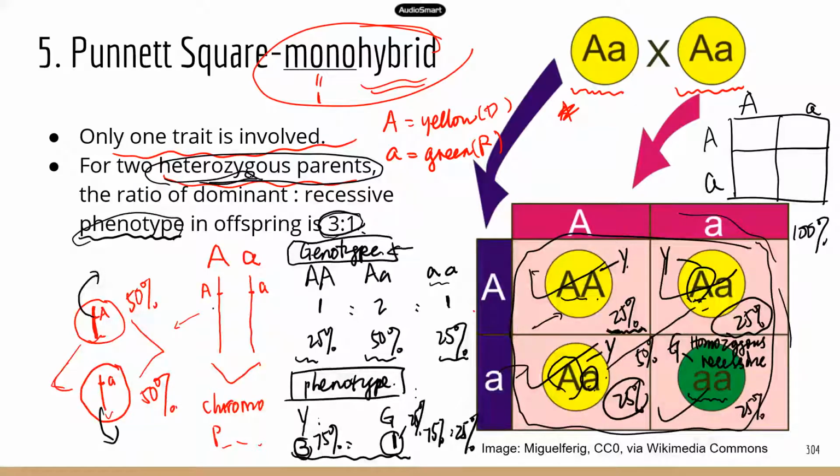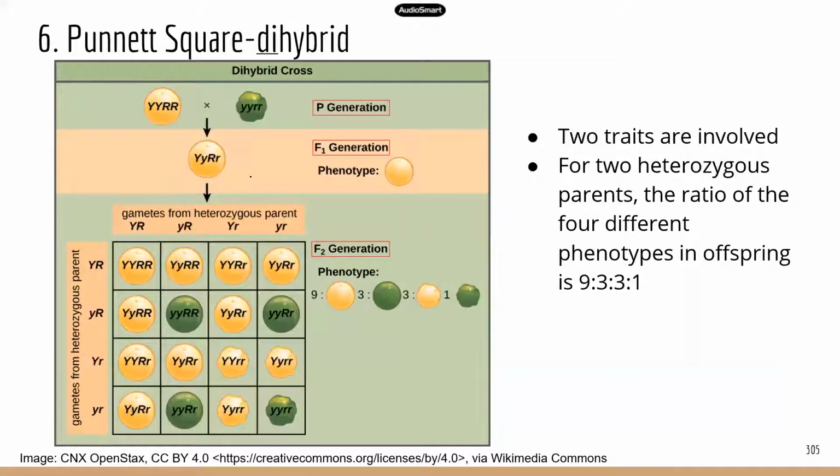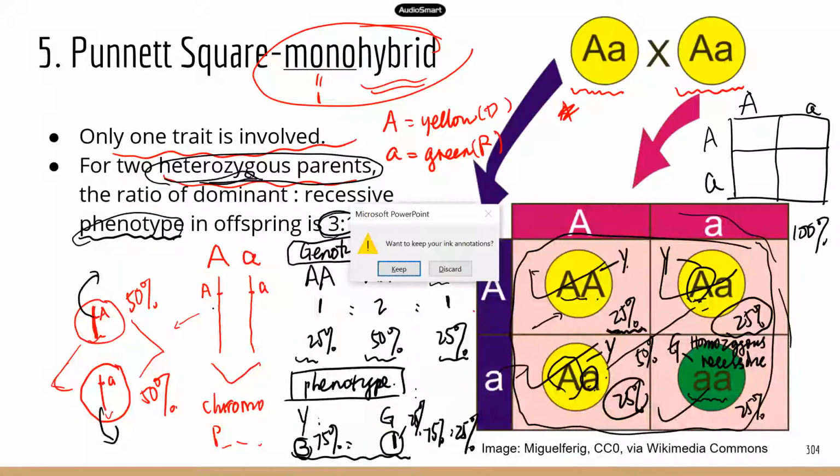All right, now let's look at when one parent is homozygous and the other one is heterozygous, and what the genotypic and phenotypic ratios are. So again, big A is the dominant allele, and D for dominant, and that's yellow seeds. And little a is the recessive allele, and it's going to be green seeds.